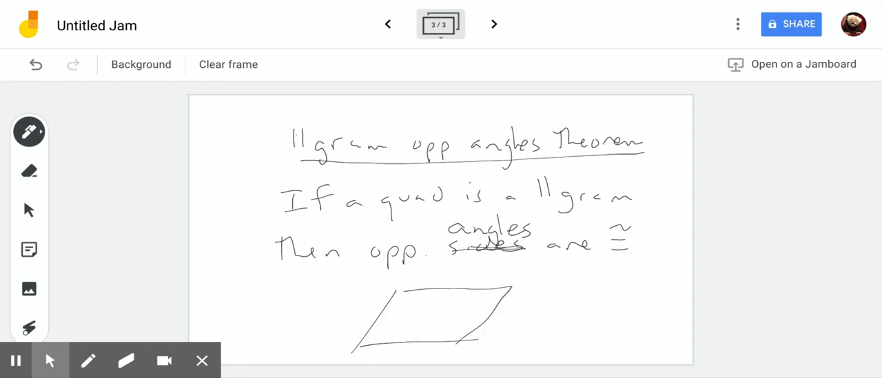So we'll go back to our parallelogram here. We know it's a parallelogram. We can say that opposite angles are congruent by the parallelogram opposite angles theorem.